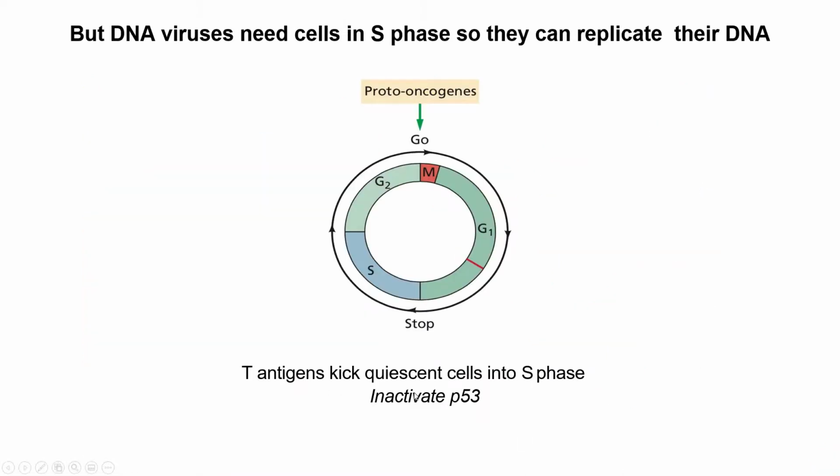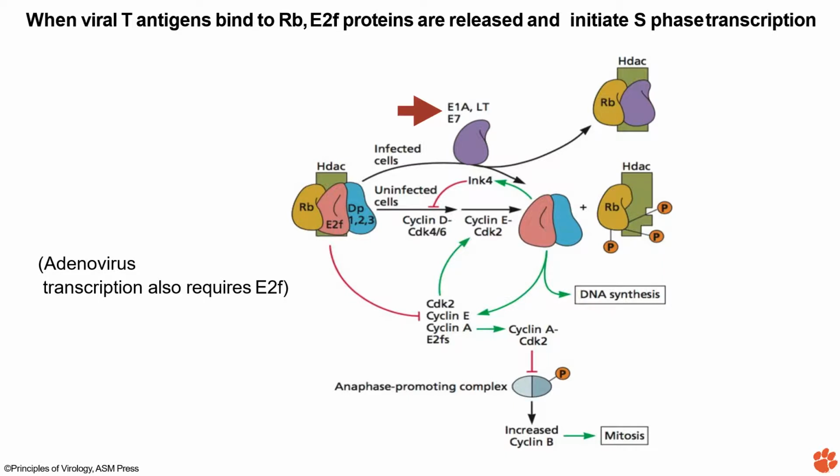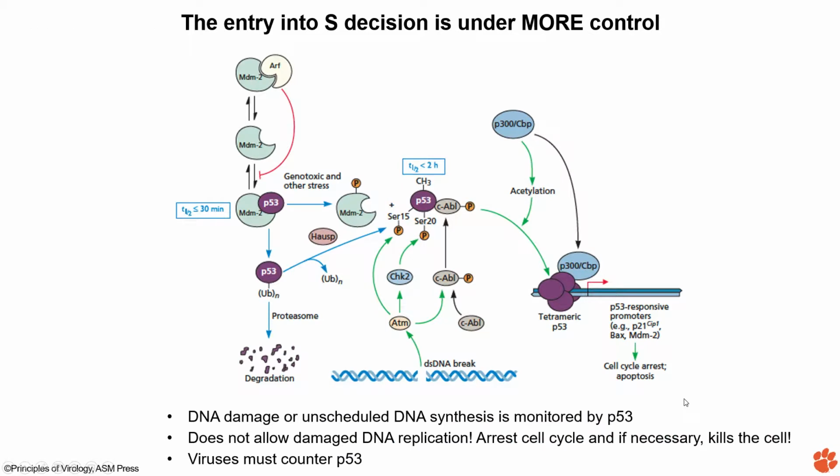And the T antigens kick the quiescent cells into the S phase and also inactivate the P53. How does this happen? Here you can see the same picture. E1A, LT, E7, these are the T antigens. They are just kicking the cell into the cell cycle.